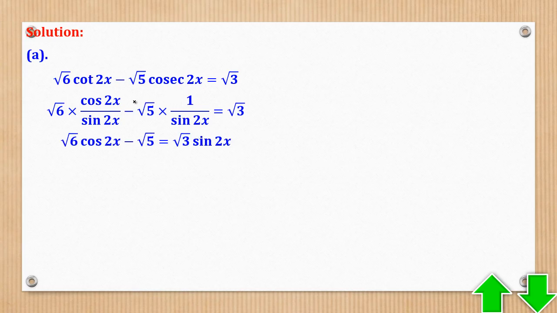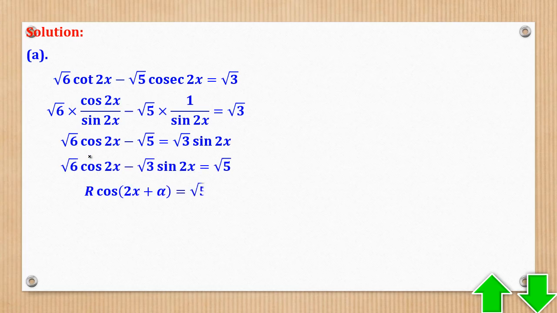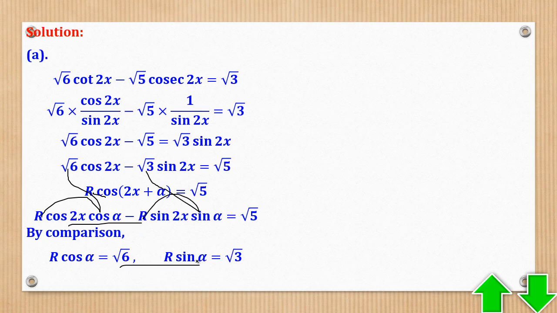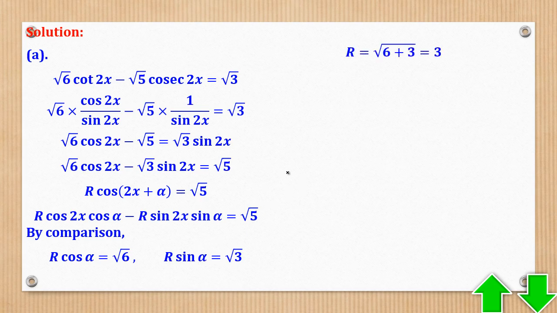So multiply throughout by the LCM to come up with that. Rearrange to get that. Then I can use our formula. So the whole of this will be equivalent to this. When I expand this, I come up with this. Then I can compare. By comparison, r cos alpha is equal to root 6, and r sin alpha is equal to root 3, which is here. Therefore, by Pythagoras theorem, I come up with the value of r, and when I divide, I come up with the value of alpha as 35.26.